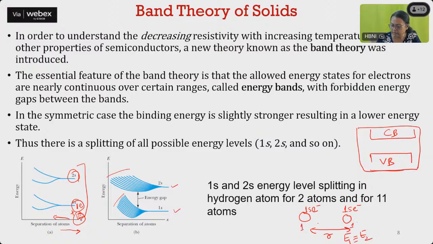But now as they start coming closer to each other, they will start overlapping. This electron will start affecting the energy levels of the other, and similarly, the other will also start affecting the energy level of this electron. Because of this they have to go into different energy levels, so there is a splitting of all possible energy levels.